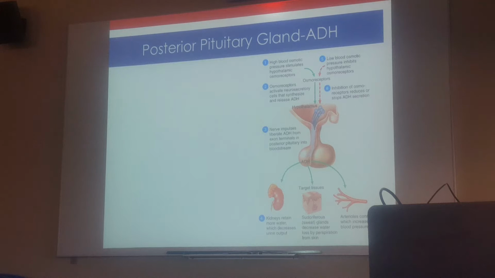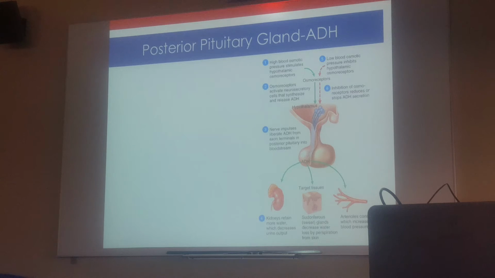So now we're in the posterior pituitary gland. What is released from the posterior pituitary gland? That's oxytocin. What's produced in the posterior pituitary? Yeah, only released. ADH is produced by the hypothalamus.